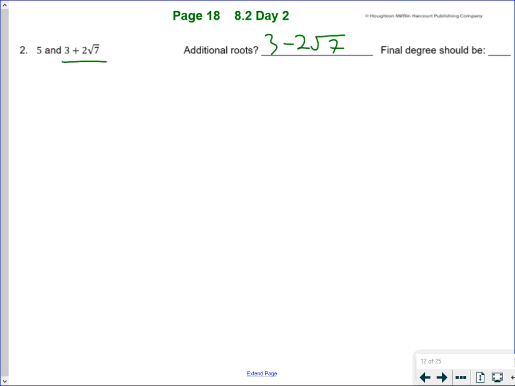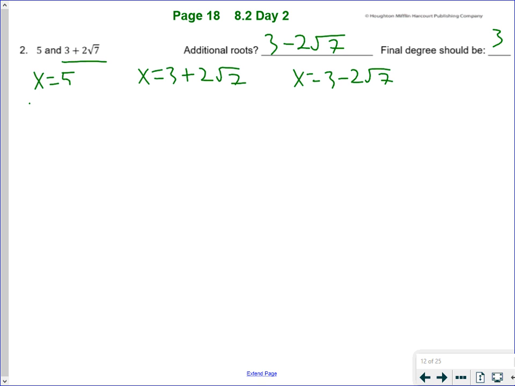So our final degree should be 3. These are all our zeros, the 5, 3 plus 2 root 7, and 3 minus 2 root 7. Those are all our zeros of this polynomial. We have 3 of them, so our final degree should be 3. And we're going to do the same thing we did before. We're going to set each zero equal to x and solve it for 0: x equals 5, x equals 3 plus 2 root 7, and x equals 3 minus 2 root 7.